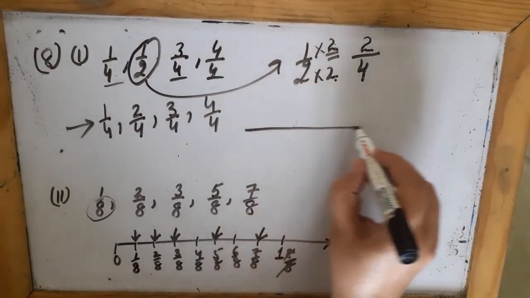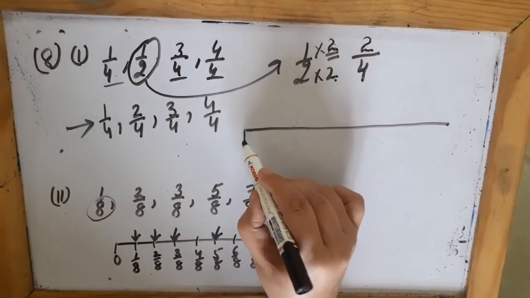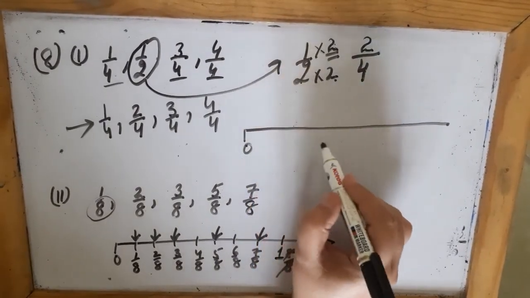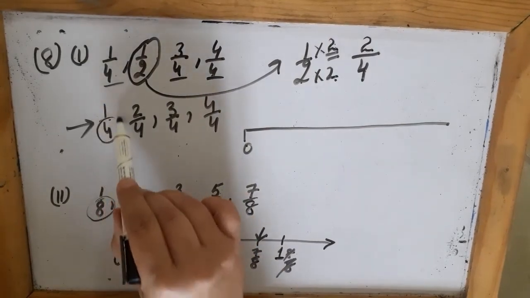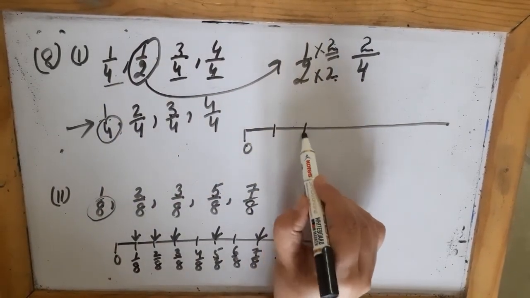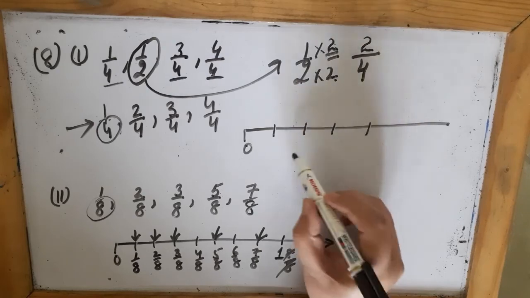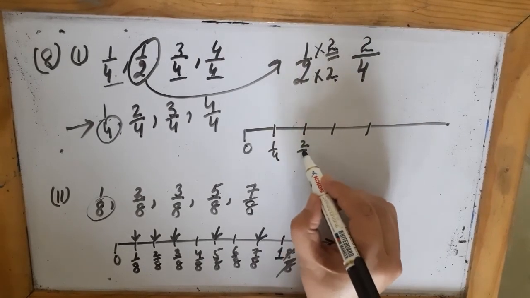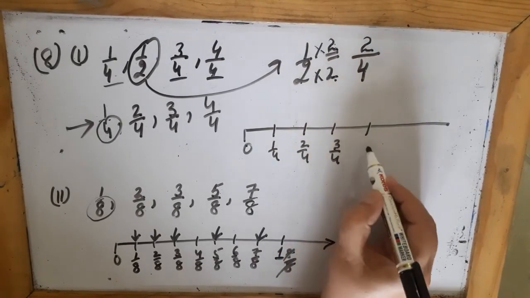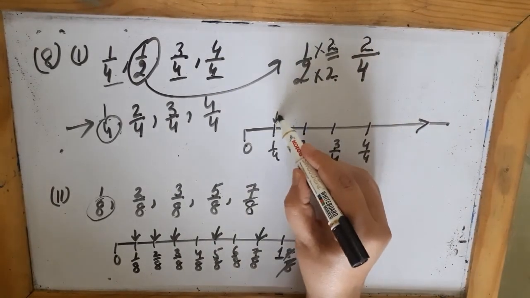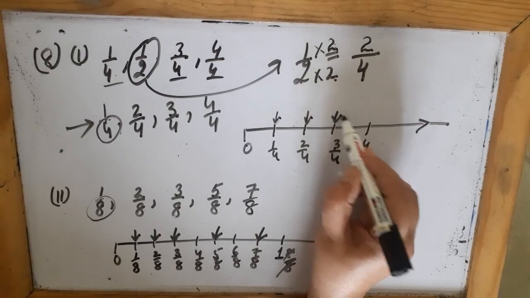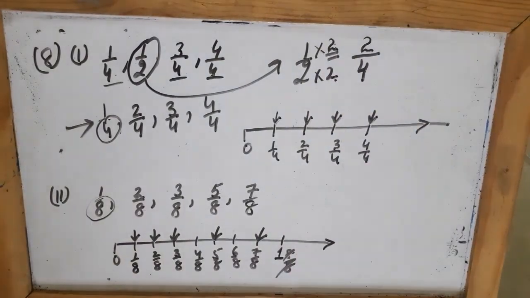Now to show this on a number line, I'll start from 0 and I will divide this number line into how many parts? Into 4 equal parts, because 4 is the denominator. So 1 by 4, 2 by 4, 3 by 4, and 4 by 4.